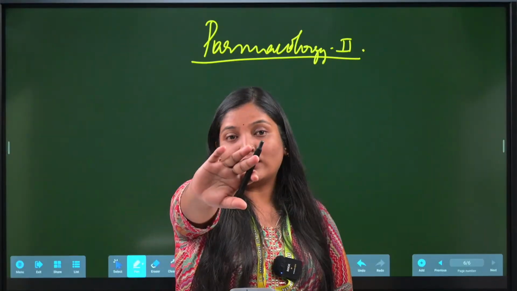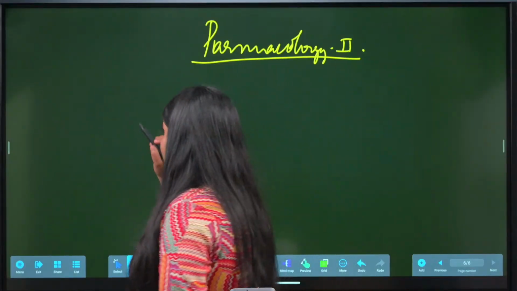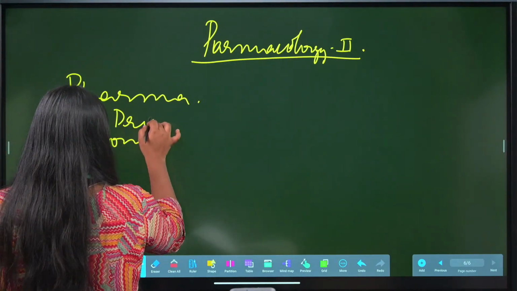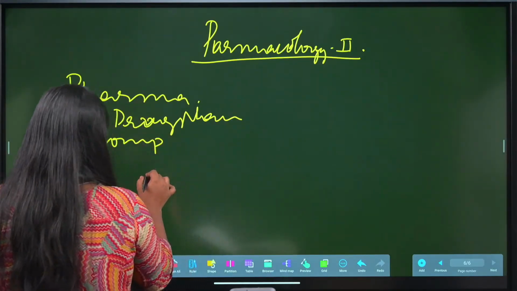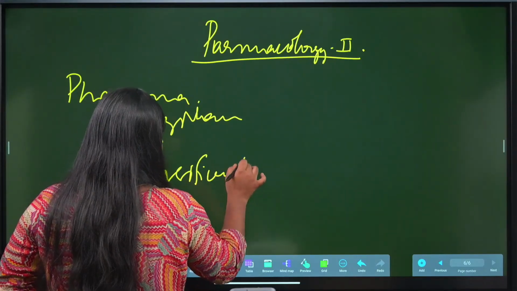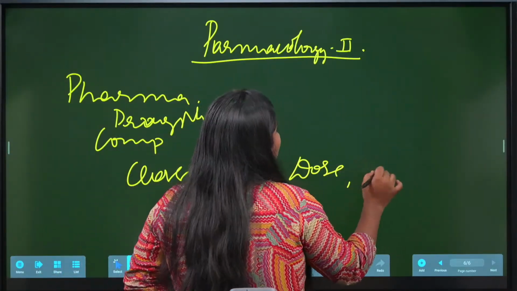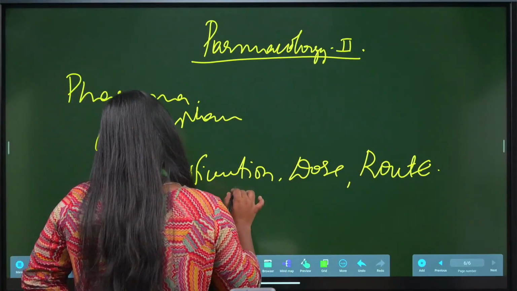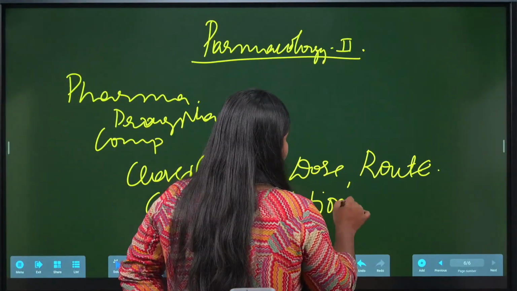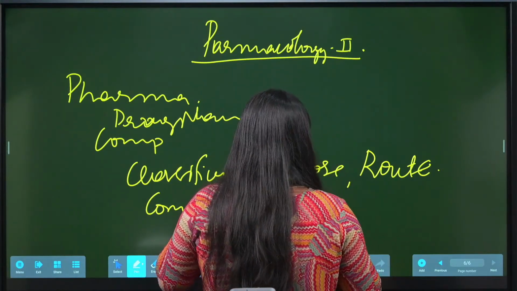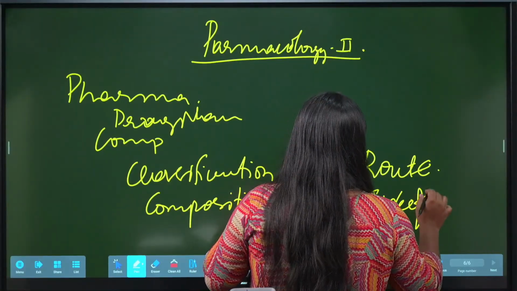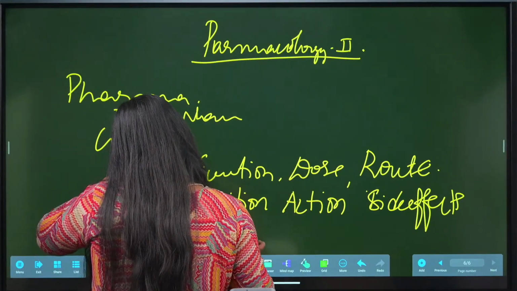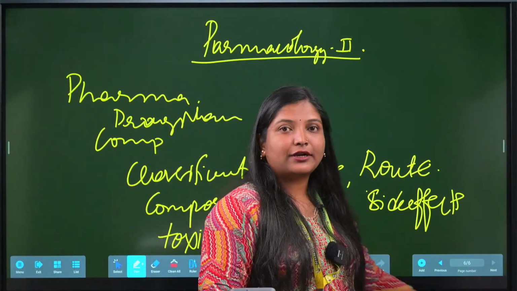Before going to the next presentation, a second on class wind up. For pharmacology, while writing about a drug, first is the drug name, classification, dosage, dose, route. Route you have to write. The next one is composition, action, sometimes side effects, or they may ask adverse effects also. Next one is toxicity. This is how it will be, dear. You have to write it in this form only.